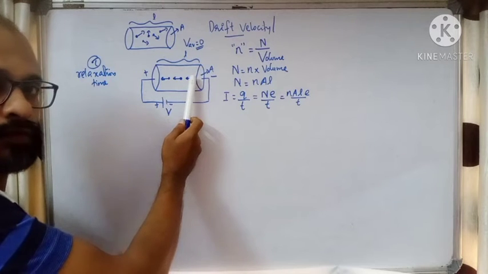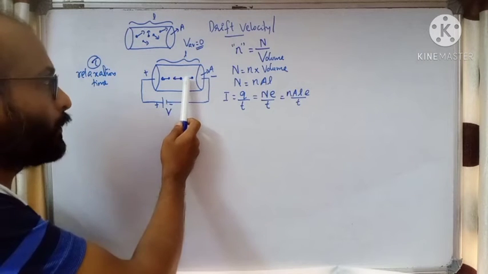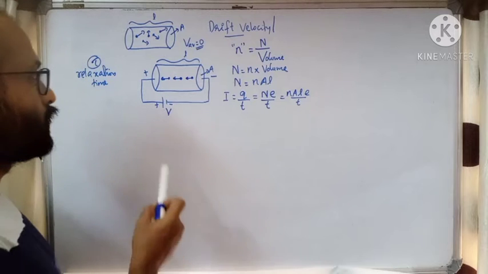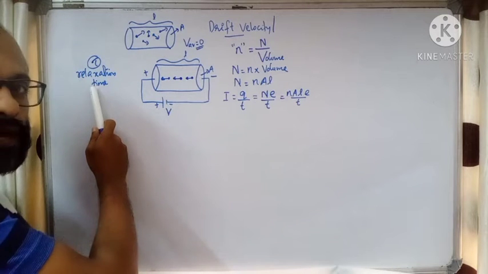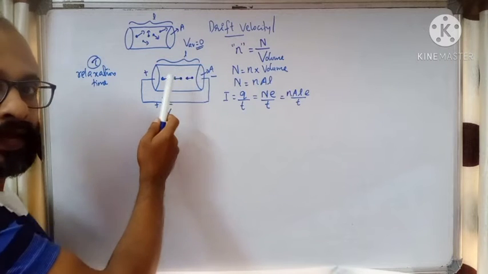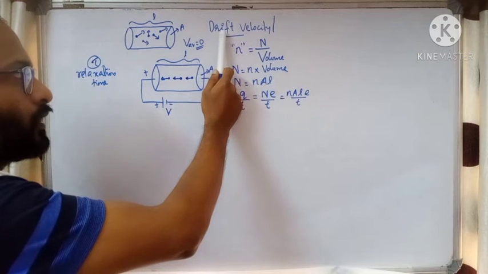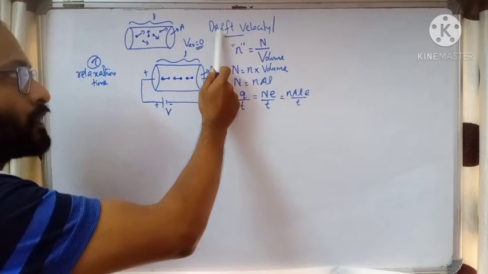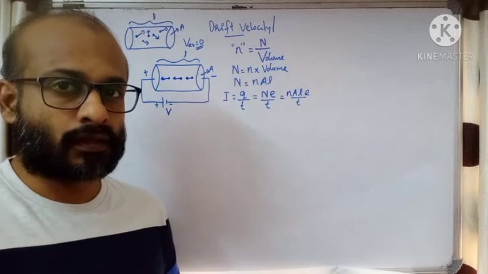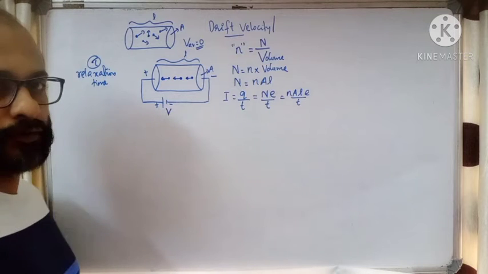When they start to move from negative to positive, they may collide. Many times electrons undergo collisions. The average time interval between two collisions we call the relaxation time. Tau is the symbol. After collision, the electrons will attain a particular average velocity. This average velocity is given the name drift velocity. So drift velocity is the average velocity acquired by the electrons in a conductor across which we apply a potential difference.